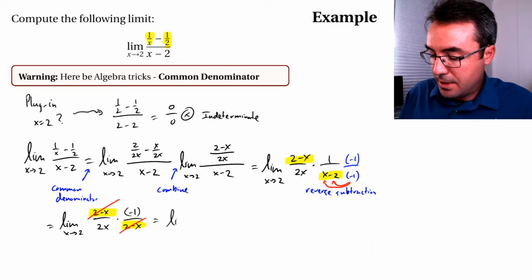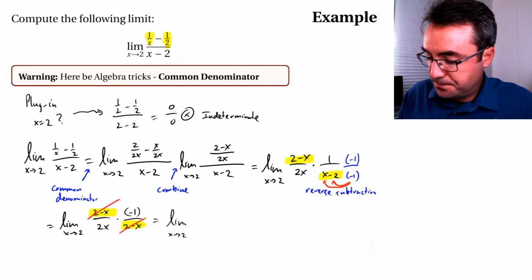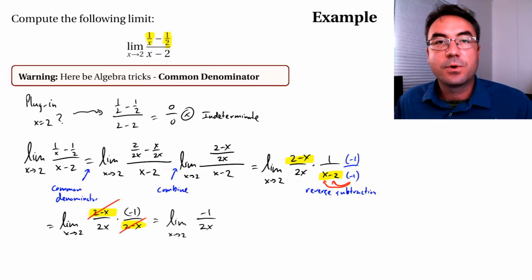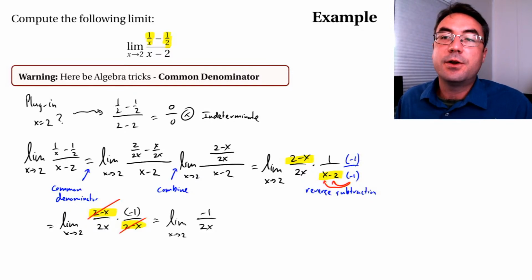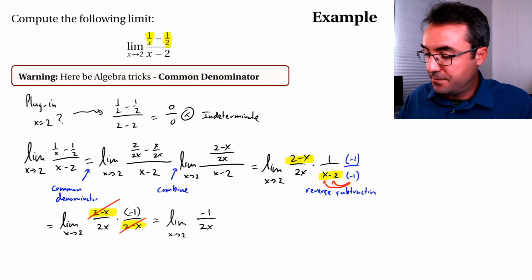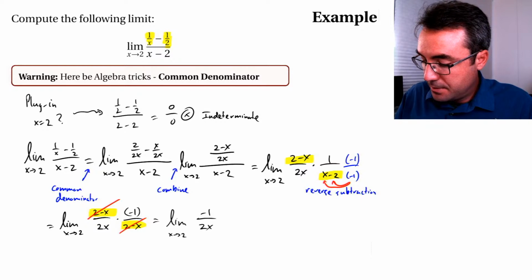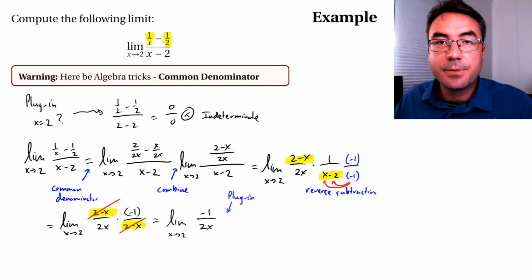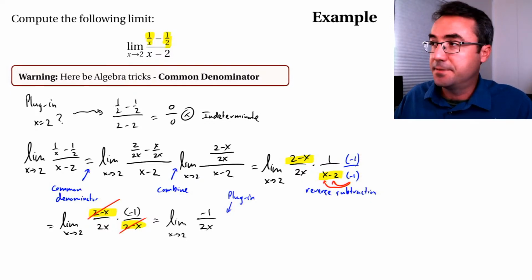So it's always good to cancel when we can. And what we're left with is the limit as x goes to 2 of -1 over 2x. And then as soon as we do our canceling, the very next thing to do is we try plugging in. As soon as we cancel that term in the denominator that was giving us a 0, the very next thing we do is plug in. If we get a number, great, we're done.